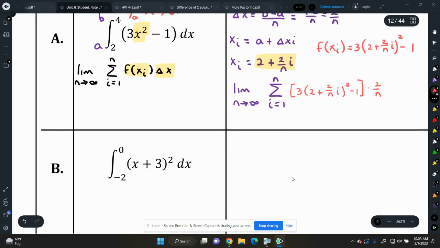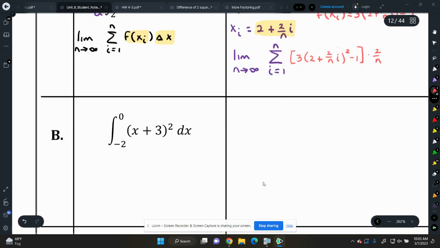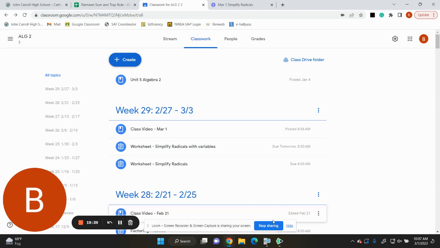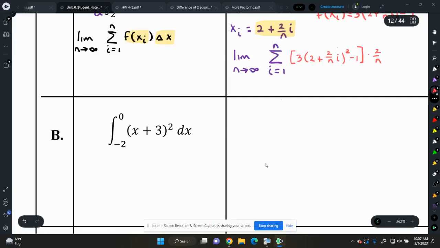Try letter B by yourself. Okay, so let's see here. What do we have to do first? Right, delta x is b minus a over n. So we have 0 minus negative 2 over n, which gives me 2 over n. There's my delta x.